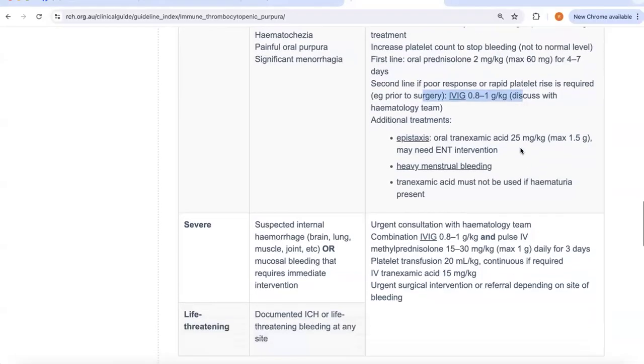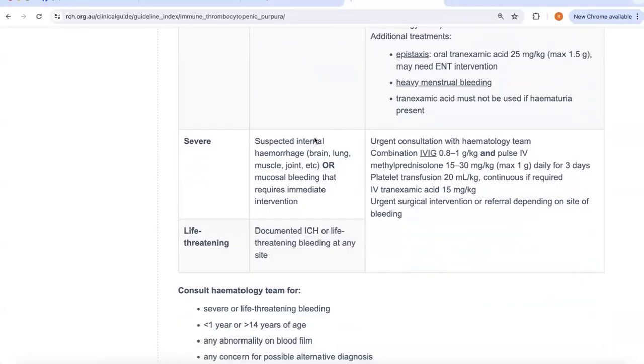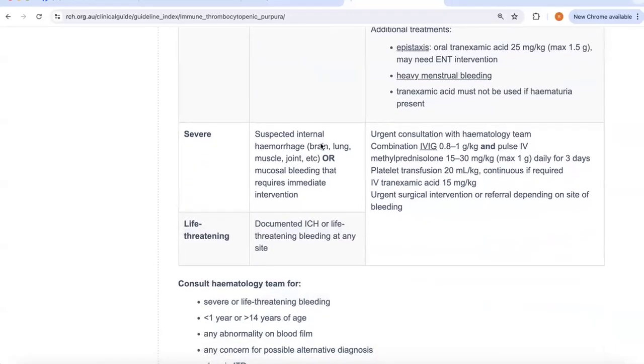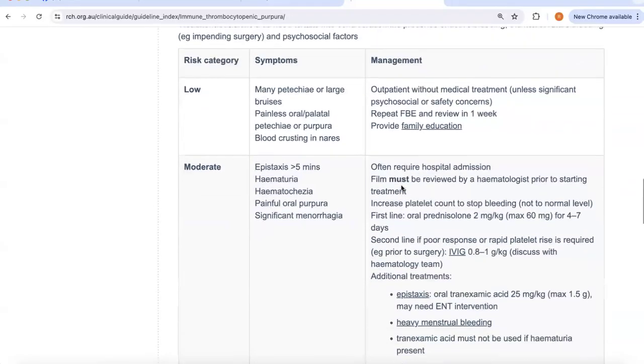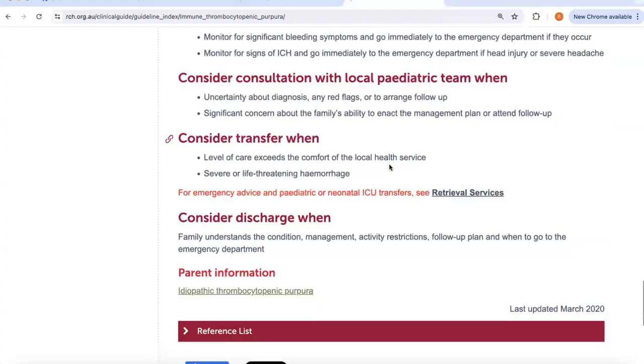Okay. Now, in case of severe, like the patient having bleeding internally, then you will need to start with IV immunoglobulin plus IV steroid, or even sometimes platelet transfusion might be required. So that is the step-by-step treatment for this condition.